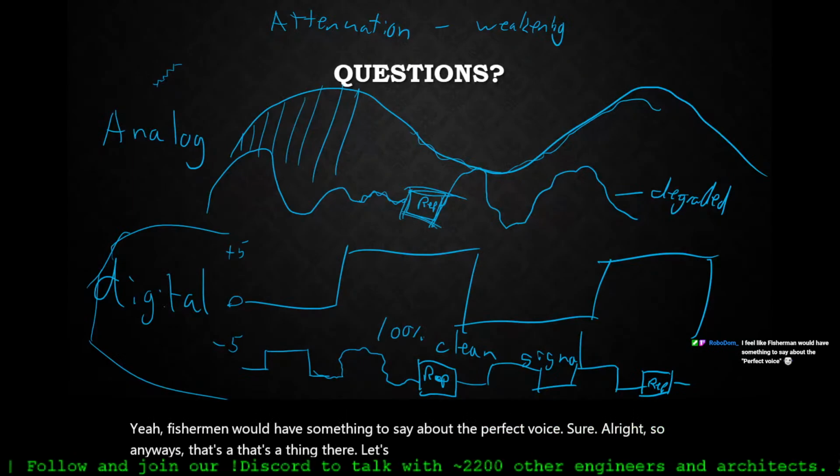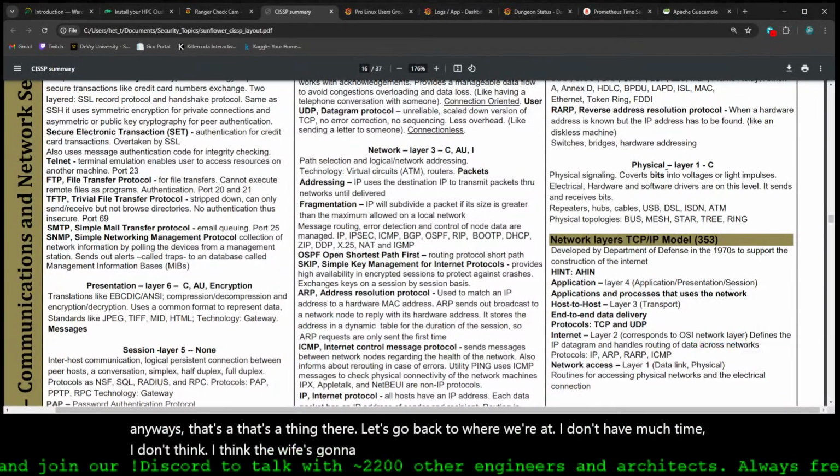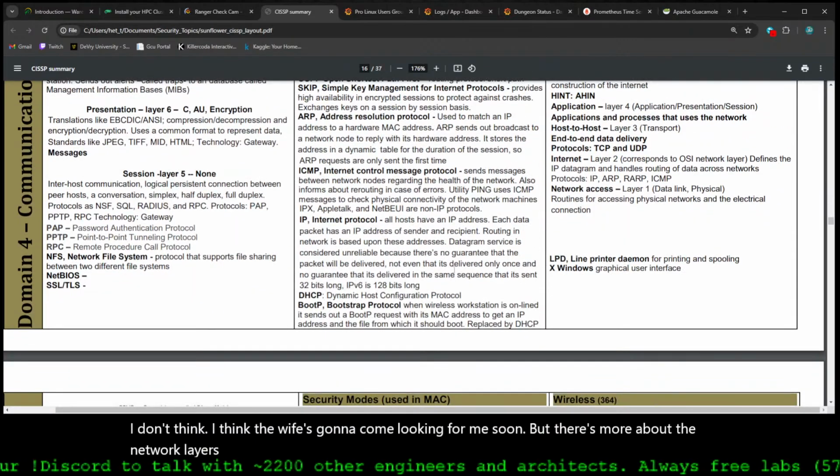Let's go back to where we were at. I don't have much time, I don't think. I think the wife's going to come looking for me soon. But there's more about the network layers here and stuff. And then let's go down here. We talked about all this.